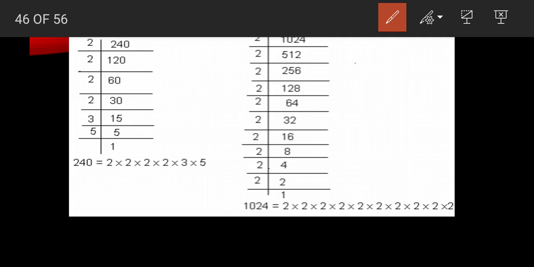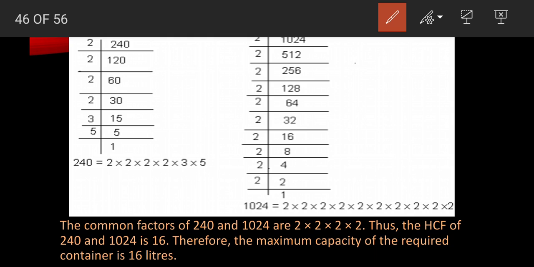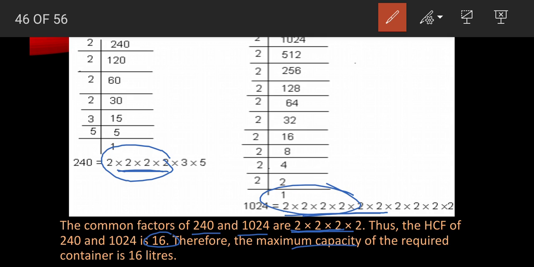Next step, what to do? We have to find the common factors. So the common factors of 240 and 1024: here there are four 2's, and here the only factors are 2. There is no 3 and 5. So the maximum number of 2's is 4. Here we have to take four 2's. So the highest common factor is four times 2. If we multiply 2 four times, we get 16. So the HCF is 16, and we can say that the maximum capacity of the required container is 16 liters.